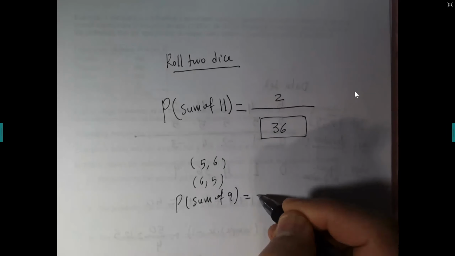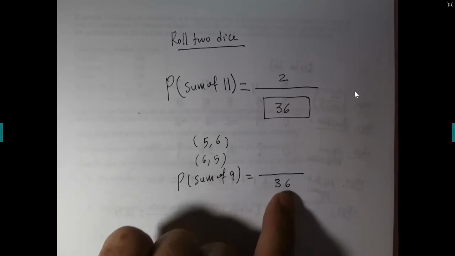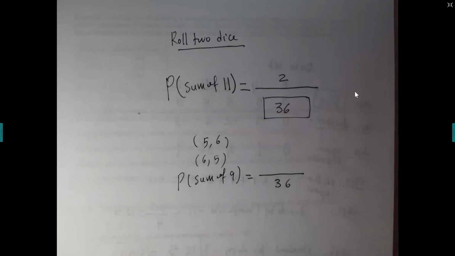Let's figure out the probability. So feel safe, guys, to put 36 at the bottom. Now give me all the combinations that will give you a sum of 9. Let's list them. 6 and 3. 6 and 3, that's one.